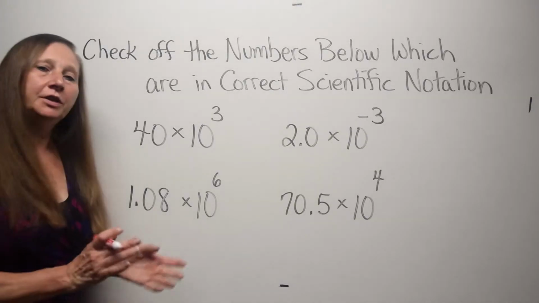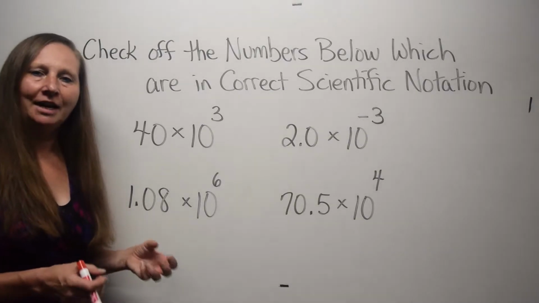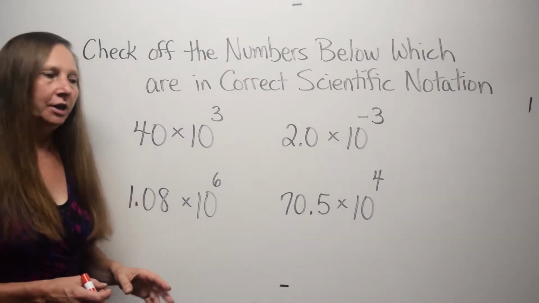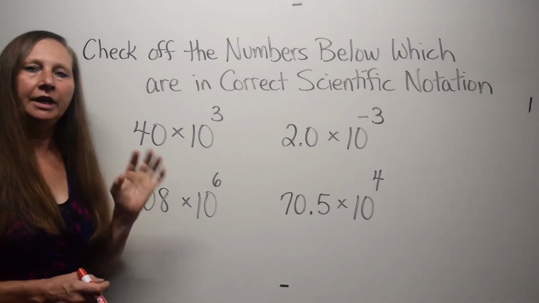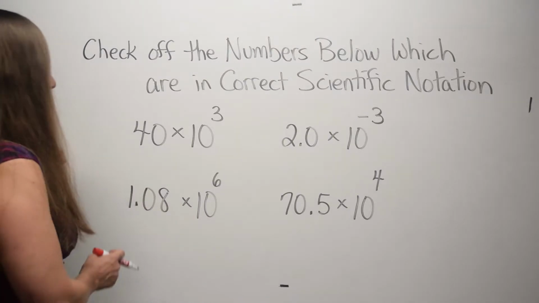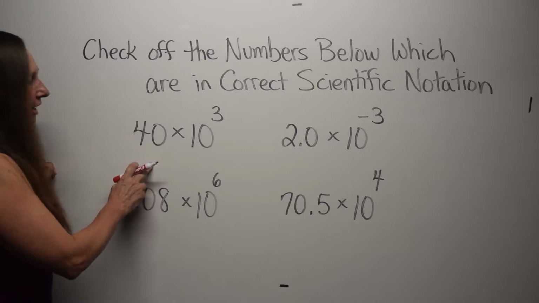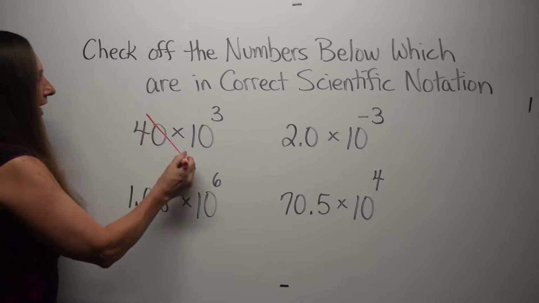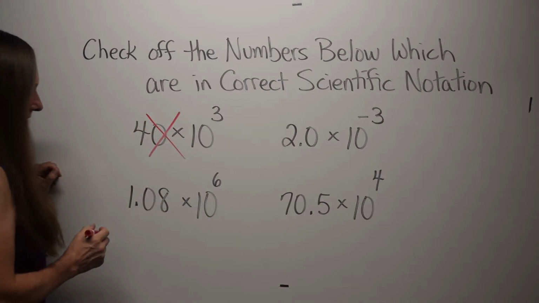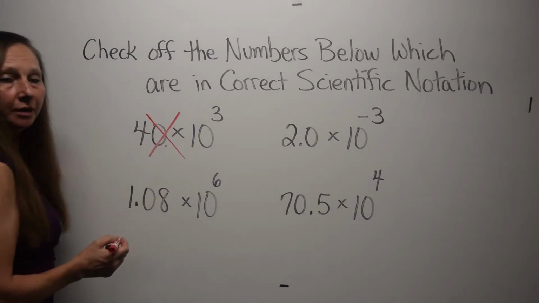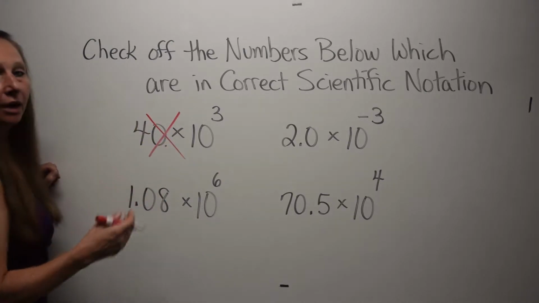Let's check off the numbers which are in correct scientific notation. In other words, there's only one number in front of the decimal point. Well, here we don't even have a decimal point, so this is not correct scientific notation. Let's get rid of that. All right. If there was an implied decimal, it would be there, so there would be 2 numbers in front. So again, no good.